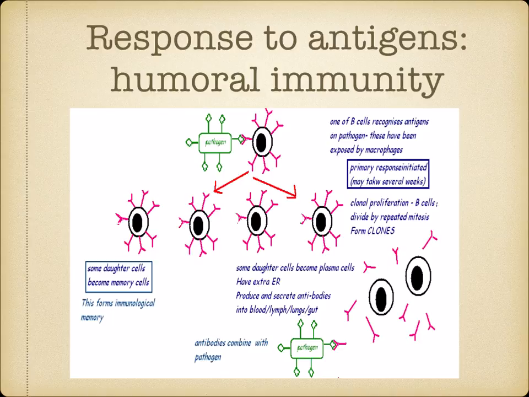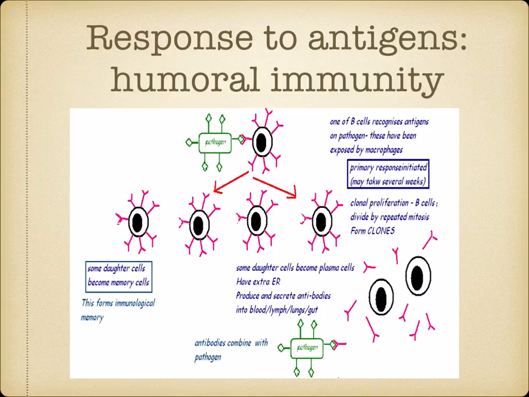Some of the daughter cells can become plasma cells on the right, and others will become memory cells on the left. The plasma cells have got extra endoplasmic reticulum, and they synthesize antibodies. These antibodies are specific to the antigen, and they bind to the antigen on the pathogen. The antibodies can destroy the pathogen or the toxins that the pathogen secretes.